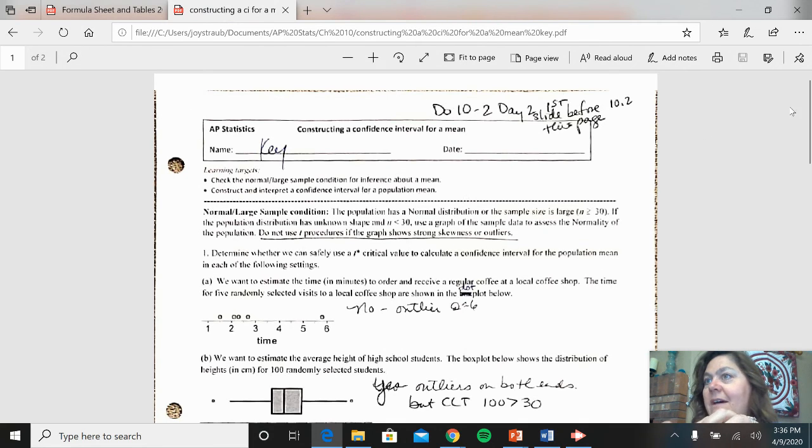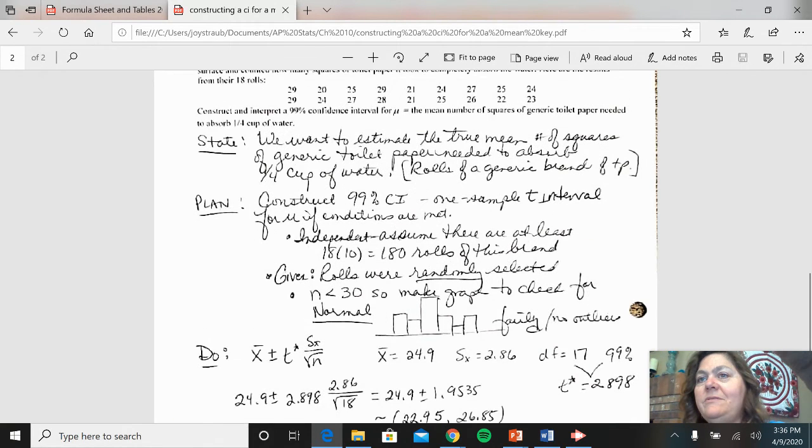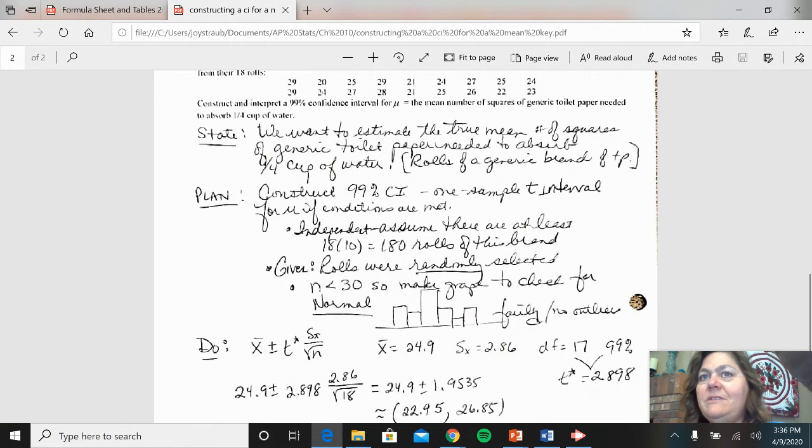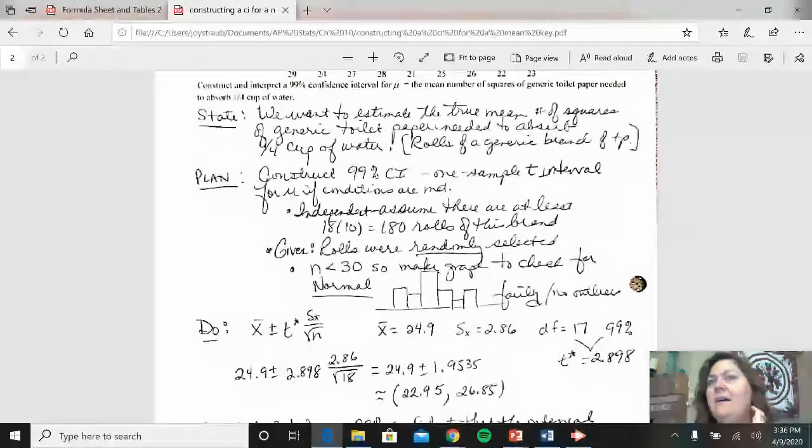Okay, let's see how you did. We're going to go to the back of this worksheet. I just happened to restate it: we want to estimate the true mean number of squares of generic toilet paper needed to absorb a 1/4 cup of water. Okay, let's go to the plan. We're going to construct a 99% CI.